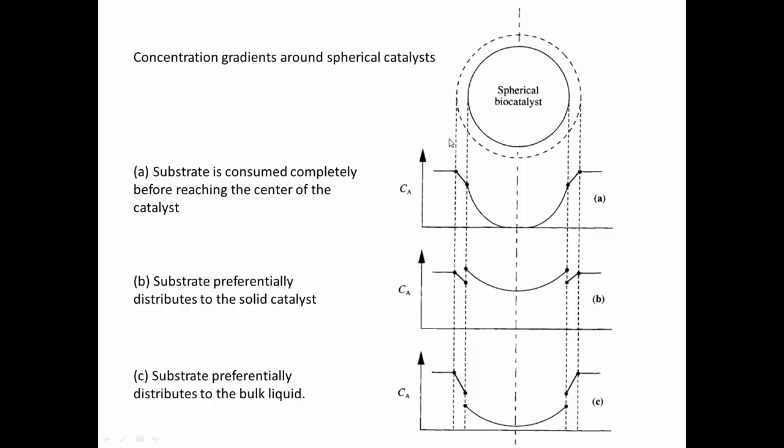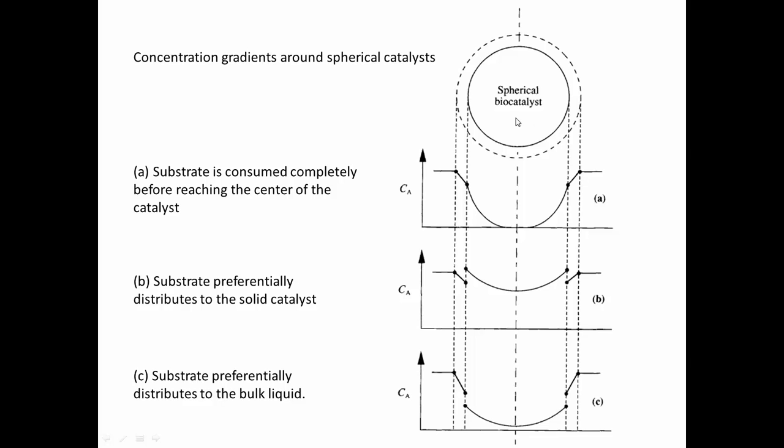And you can have several different types of gradients that surround or penetrate spherical catalysts, depending on the nature of the substrate, the nature of the biocatalyst, and the nature of the bead that you're using. So in the first one here, A, we see the substrate concentration goes all the way down to 0, and you get a dramatic decrease of concentration as you get towards the surface of the catalyst. The substrate here is consumed completely before reaching the center of the catalyst, so it might be a pretty active reaction here.